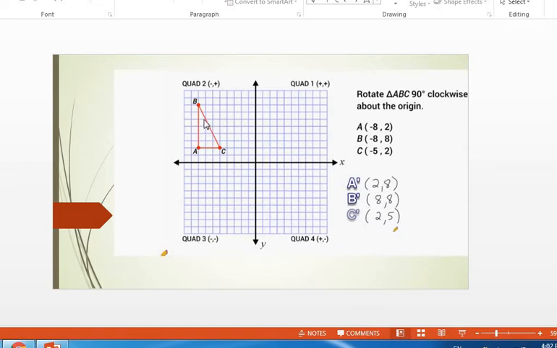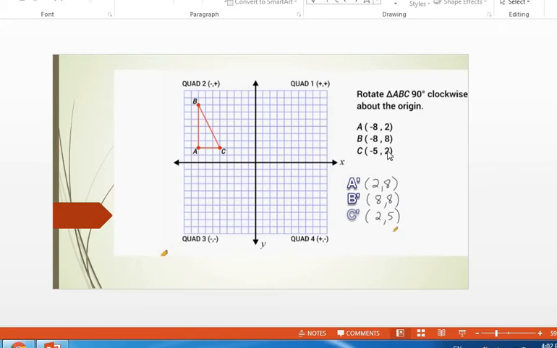I change A, B, C by rotating it to the other quadrant. After changing the signs of the numbers, I should do what? I should switch the numbers. Instead of 8 and 2, it will be 2 and 8. Just switch them. 8 and 8 will be the same.